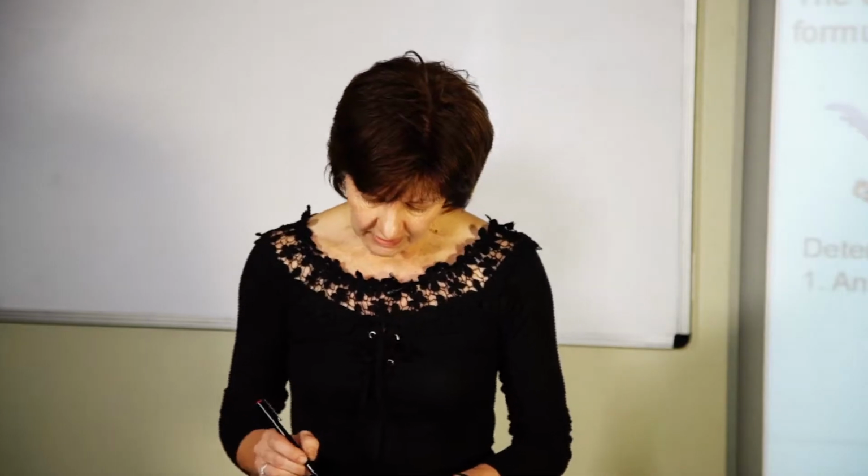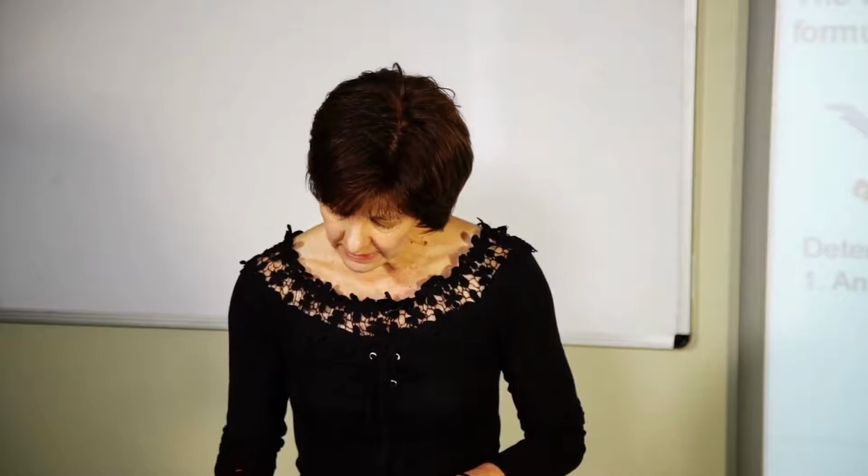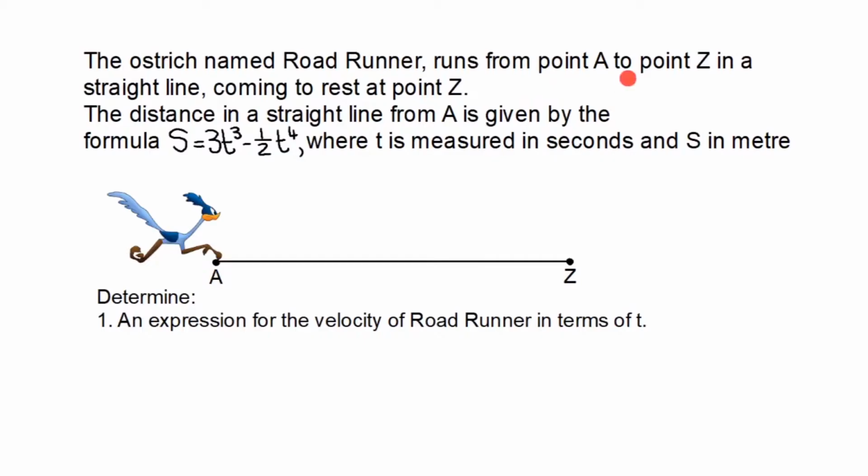The next example I have is about an ostrich named Roadrunner. Roadrunner runs from point A to point Z in a straight line, coming to rest at point Z. The distance in a straight line from A is given by this formula, where t is measured in seconds and s is measured in meters. So I've got this fast-running ostrich, coming to rest at point Z. The first question is, give an expression for the velocity of Roadrunner.